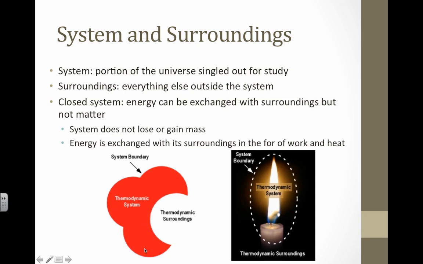The white represents the boundary. If we, for instance, define our candle as our system, everything outside of the burning candle would be considered the surroundings, and we could define energy flow depending on how we define those things, of course. And we'll talk more about this in class in terms of understanding energy flow and signs and conventions.